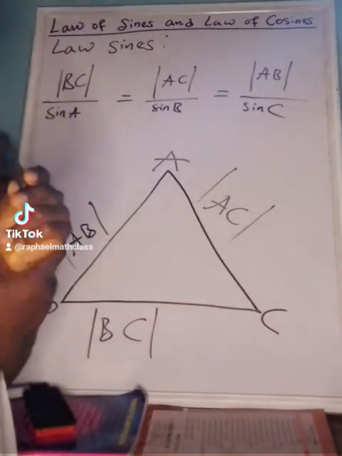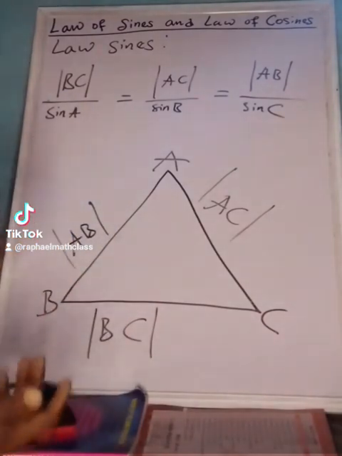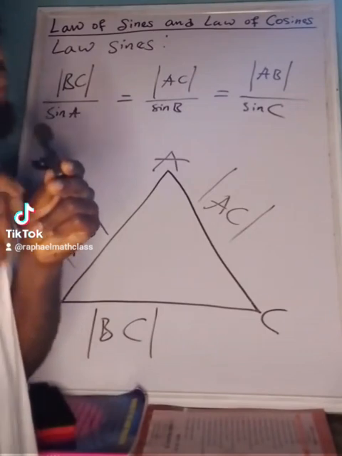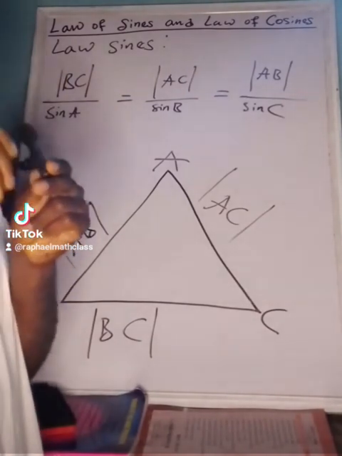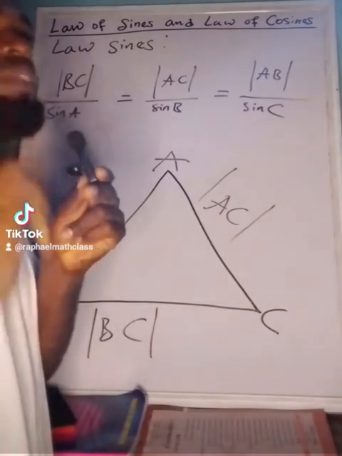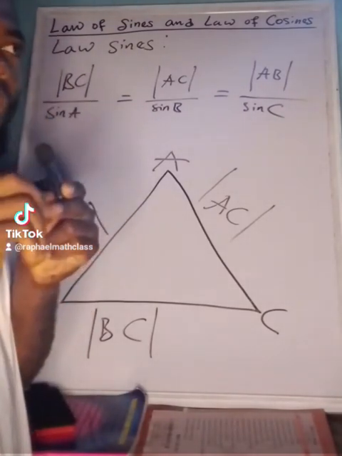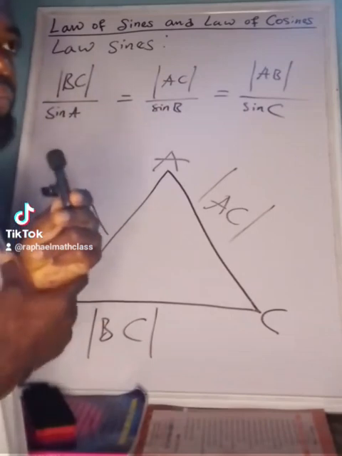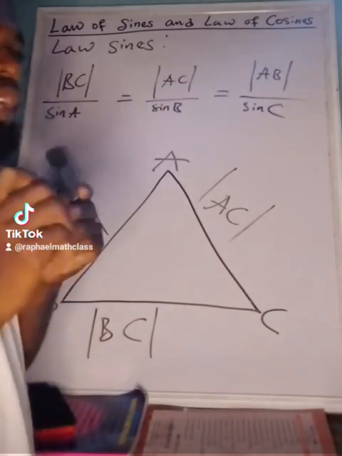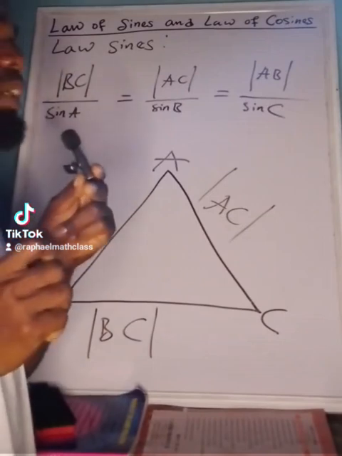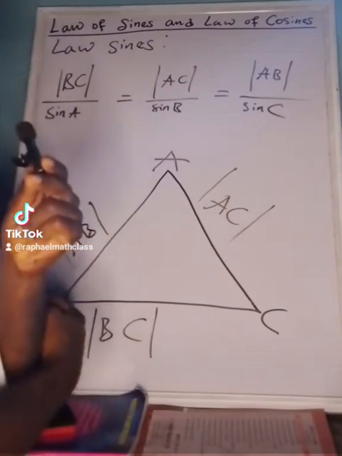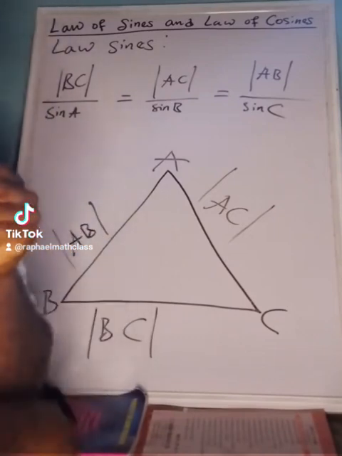For example, an acute triangle. An acute triangle is a type of triangle in which none of the angles, triangles usually have three angles, is up to 90 degrees. If you find a triangle where you cannot find any angle up to 90 degrees, that triangle is an acute triangle. The angles are greater than 0 degrees, but none of them is up to 90 degrees. Such a triangle is an acute triangle.